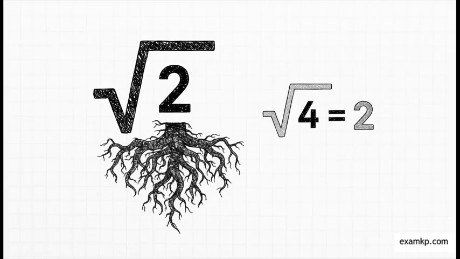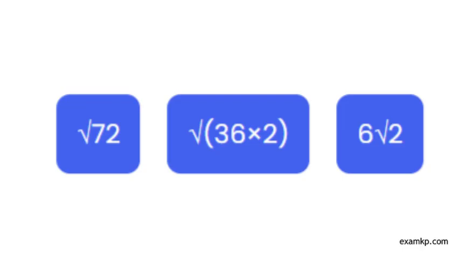Next up, tool number 3, which helps you deal with those tricky irrational roots. We call them surds. Don't let the name scare you. It's just things like the square root of 2 or the square root of 3. Numbers that aren't perfect squares.